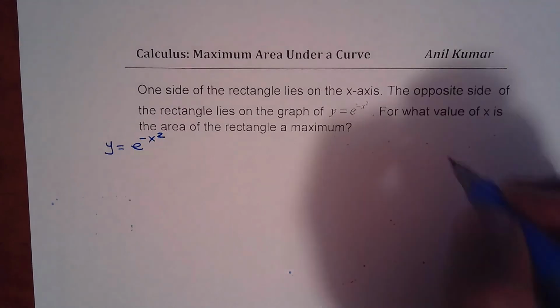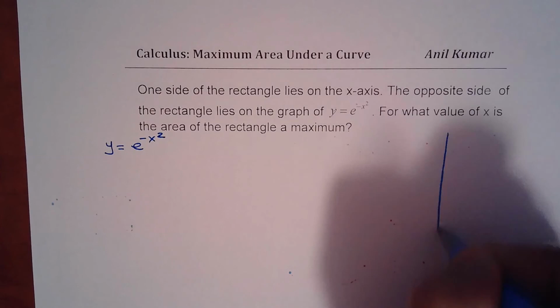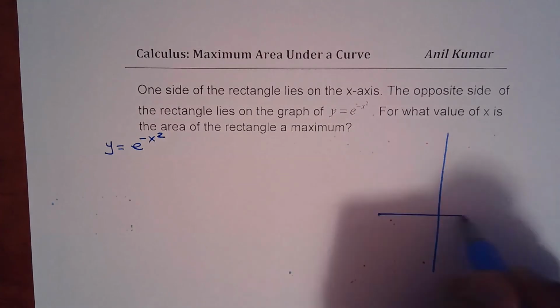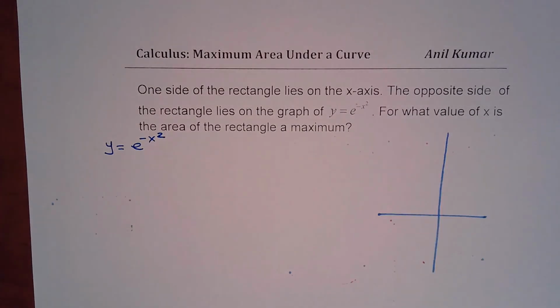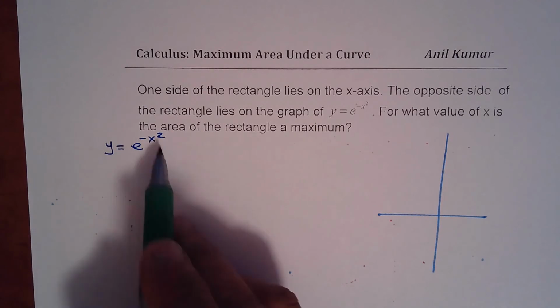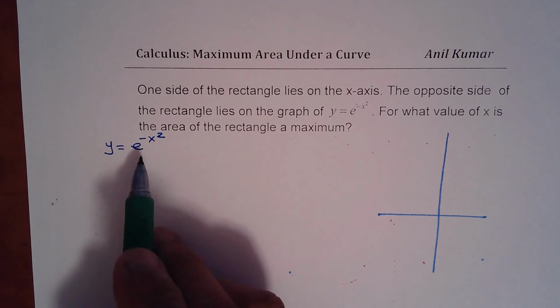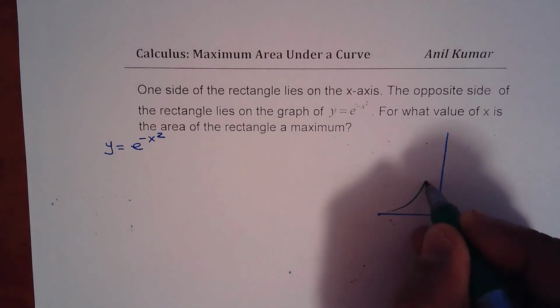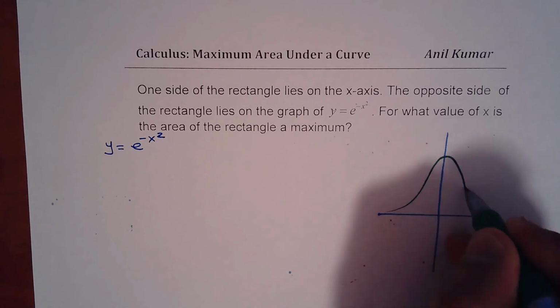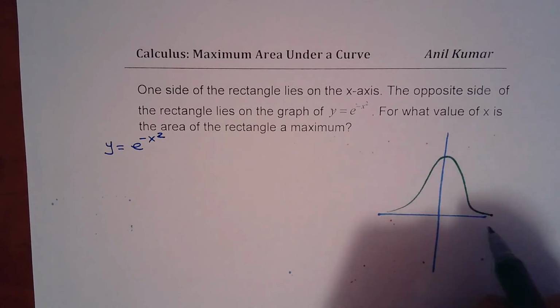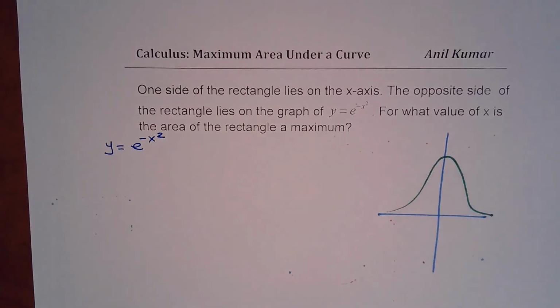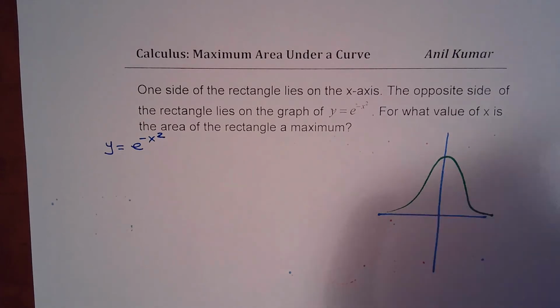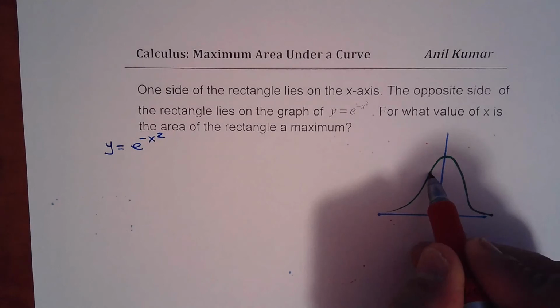Let's sketch and visualize the situation first. So we have a curve of e to the power of minus x squared. This has even symmetry, as you can see. So it looks something like this. Right? So assume that this is symmetric about the y-axis. Now we are talking about a rectangle for maximum area. Let this be the rectangle.